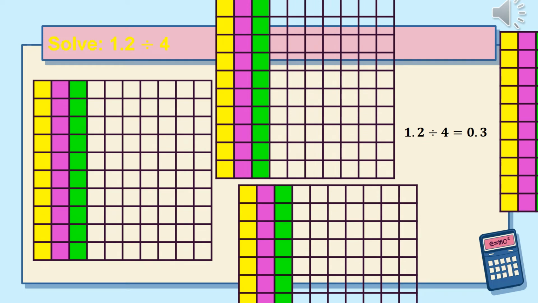Here I have to divide all the columns in 4 parts to show 1.2 divided by 4. Check that the total columns are 12. Also, if I ignore the decimal, I would get 12 divided by 4. What I would do next is that I start distributing the 12 columns in 4 grids. The first column is represented by yellow color, the second column by pink color, and the third column by green color. Ultimately, I have 3 columns colored in each of the 10 by 10 grid. That is 0.3.